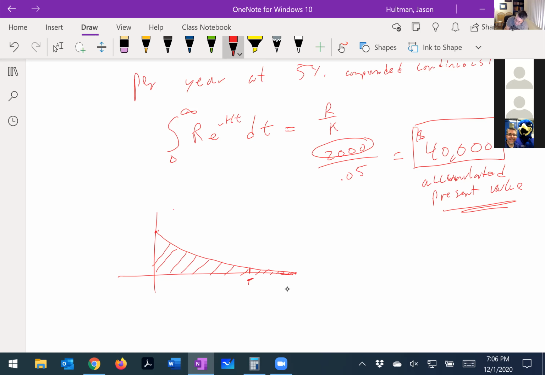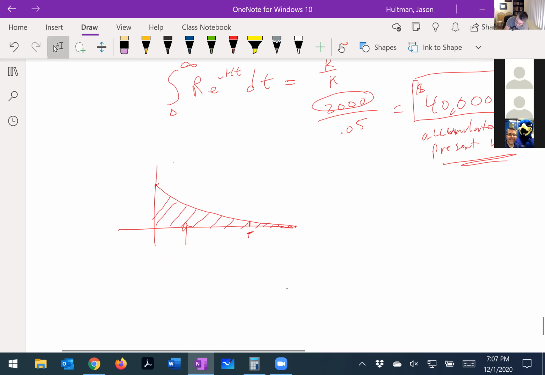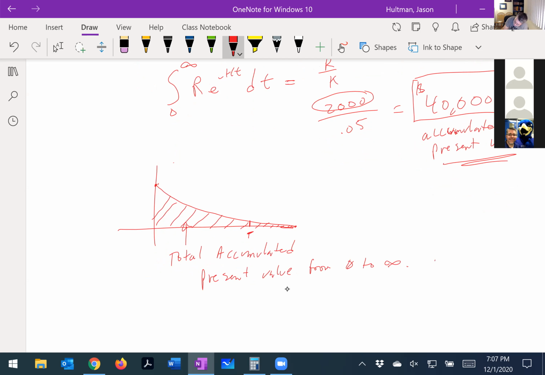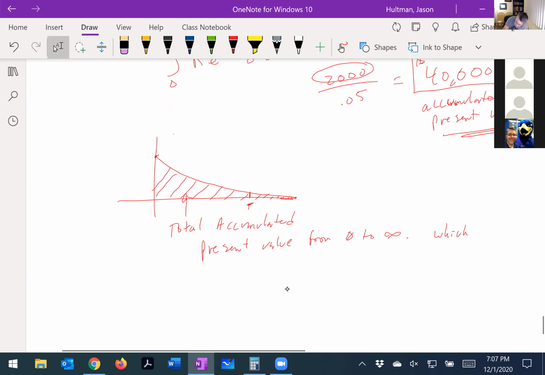And so that's my total accumulated present value, from 0 to infinity, which means that the investment continues forever. It's behaving like it's going to continue forever.